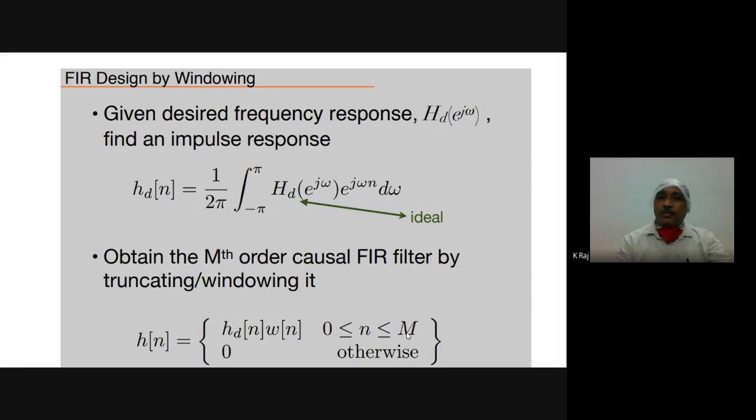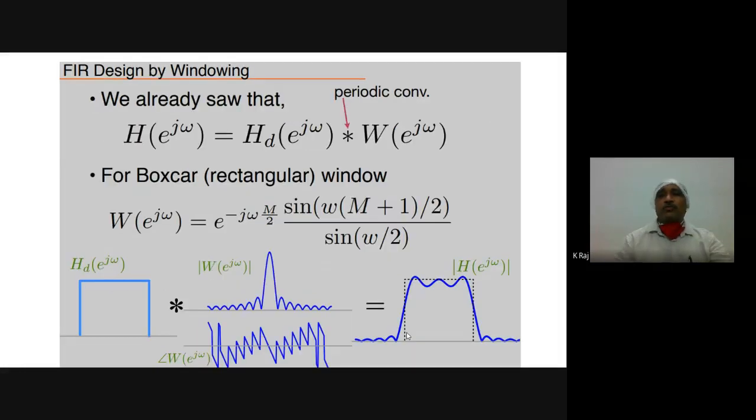Otherwise, this h[n] will be considered as zero. These concepts we have discussed in the previous lecture, and now the same multiplication in the frequency domain can be represented with the help of the periodic convolution concept, that is the convolution of the desired frequency response H_d(e^{jω}) with the frequency response of the selected window W(e^{jω}).